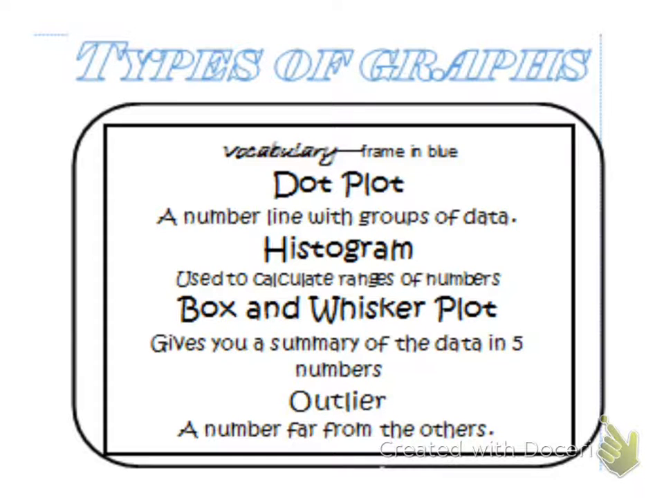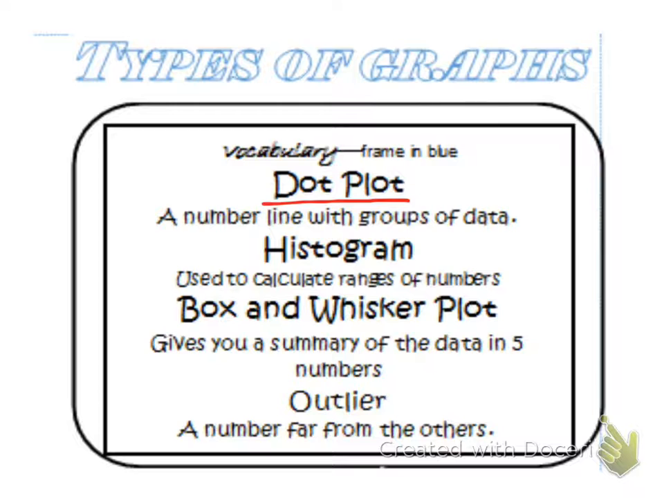All right, so the two that we're going to talk about are a dot plot and a histogram. So a dot plot is a number line. It sometimes uses X's instead of dots to represent the data, but it's still a number line with columns of data that are made up of dots or X's.